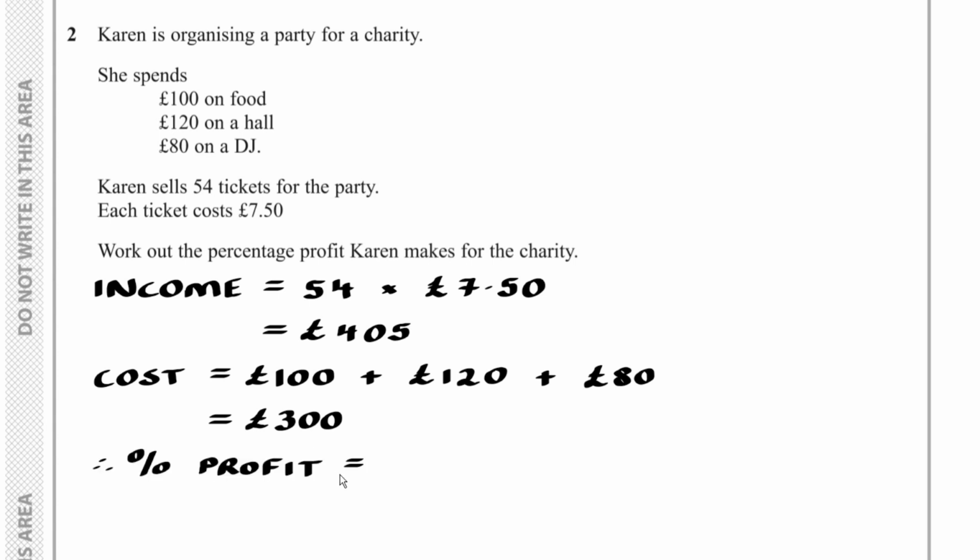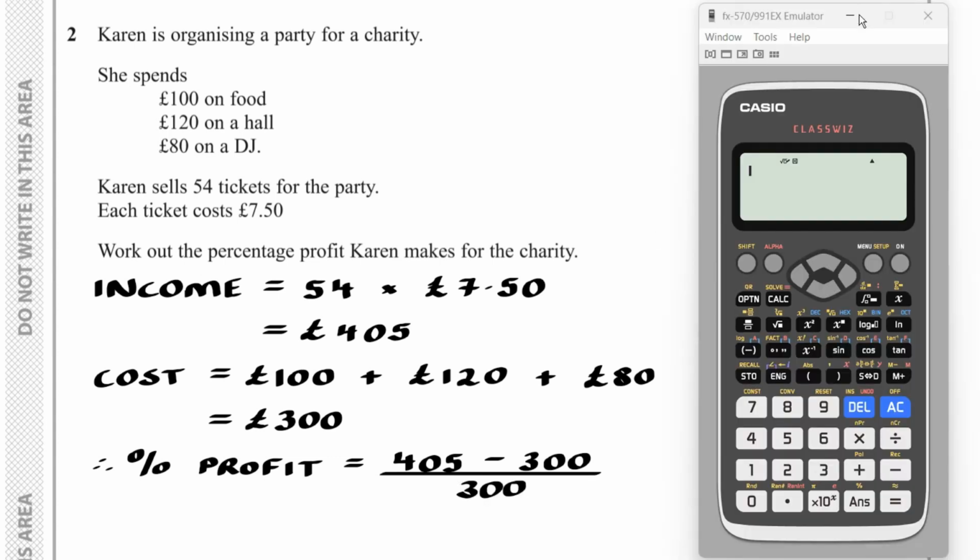So the percentage profit, that's equal to 405 subtract 300 all over 300. So we have 405 subtract 300 over 300, and then multiplying this by 100, we get 35%.